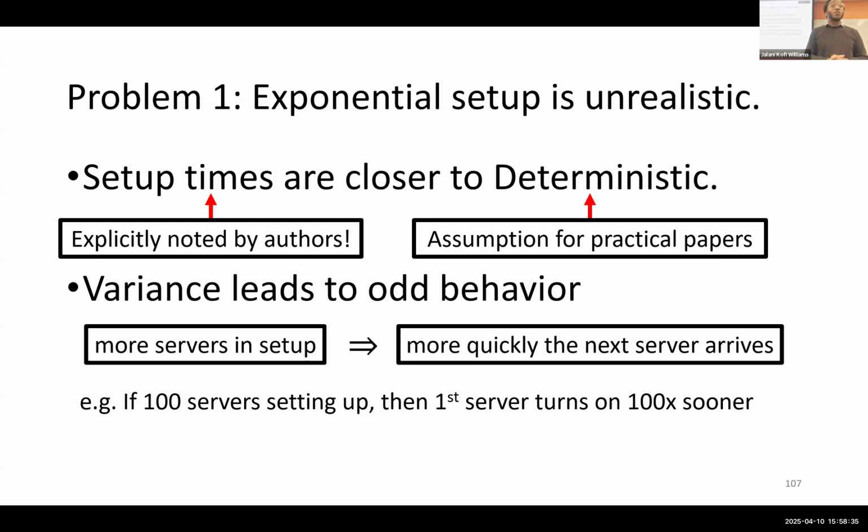So this means that, for example, if you started setting up 100 servers simultaneously at time zero, and you asked, when is the first server going to finish setting up? In expectation, that's going to be 100 times smaller than if you just had one server setting up. This is a property of exponentials, which is unrealistic in practice.